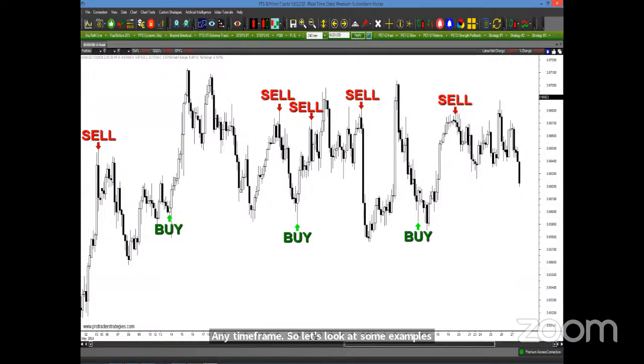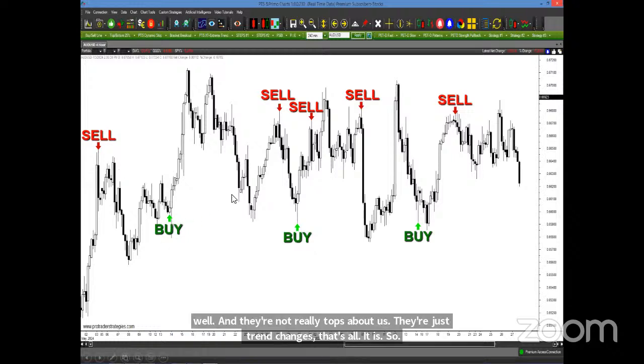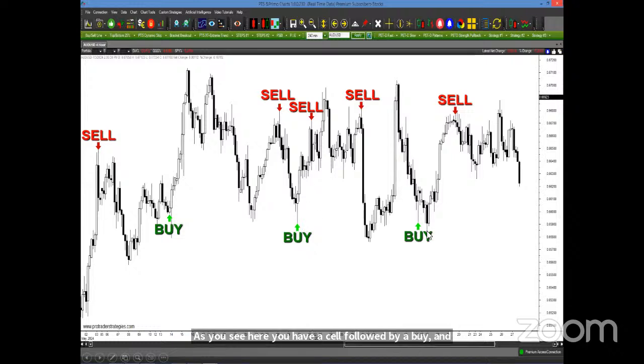We have found through our research that oftentimes in these kind of back and forth range markets, the PTR works extremely well because it will generate these signals, tops and bottoms, extremely well. And they're not really tops and bottoms, they're just trend changes. That's all it is. So as you see here, you have a sell followed by a buy, and then another sell, another buy, another sell, and buys. So it's really a great tool to apply in any market, in any time frame.